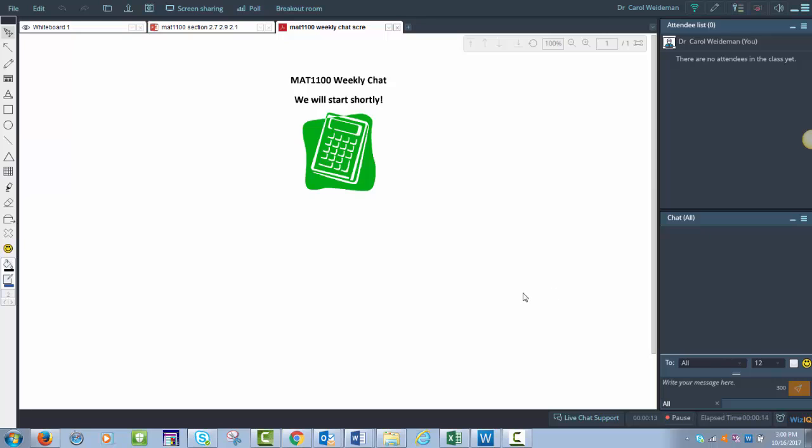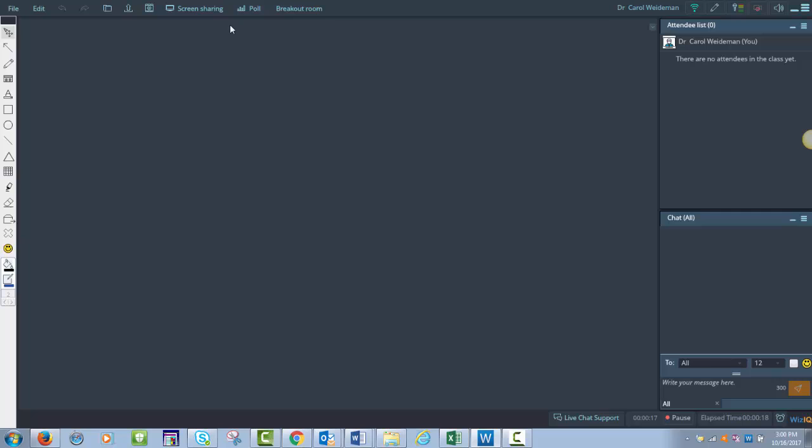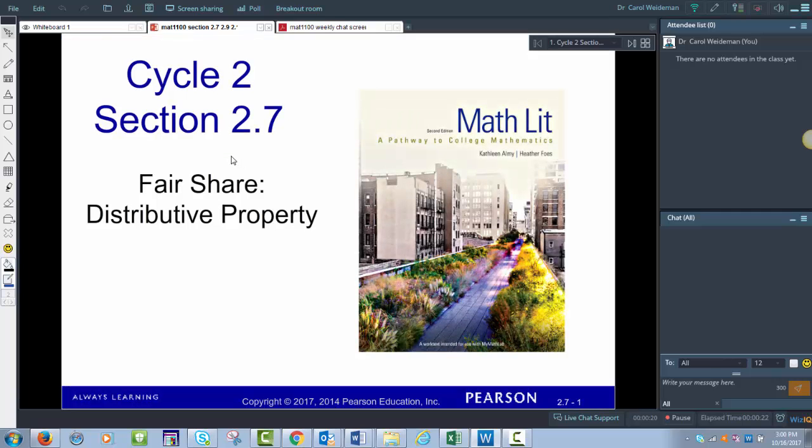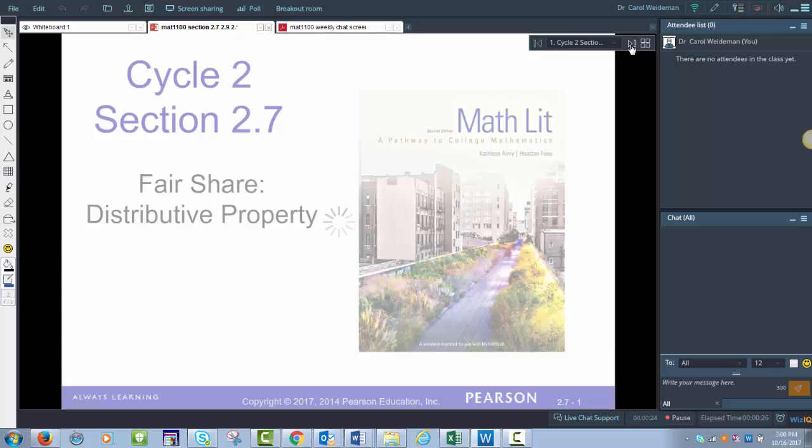We're going to go over 3 more sections in Cycle 2, 2.7, 2.9, and 2.10. So let's take a look at 2.7. And this section introduces the distributive property.